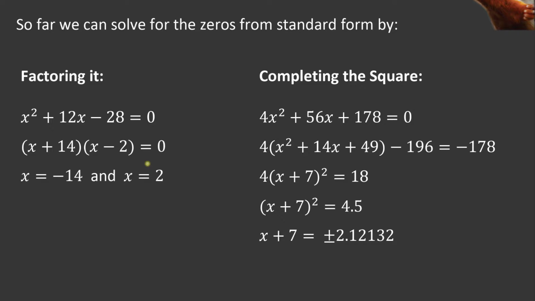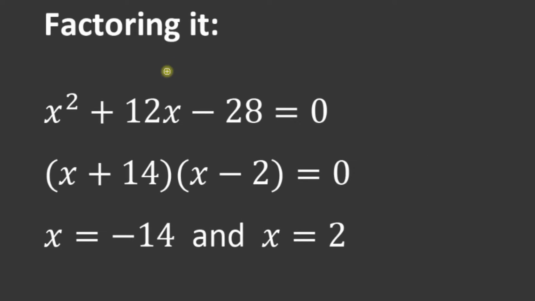At this point, you should be good with solving for zeros, this idea of finding the x-intercepts from standard form. And at this point, we know two ways to do it. We can factor it. So on the left-hand side here, I've got an example of factoring it. We've got this trinomial that happens to factor, and the factors are 14 and negative 2. And that way we can get our zeros of negative 14 and positive 2. And hopefully, this rings a bell or you've seen this before.